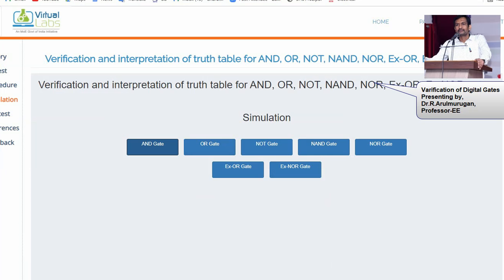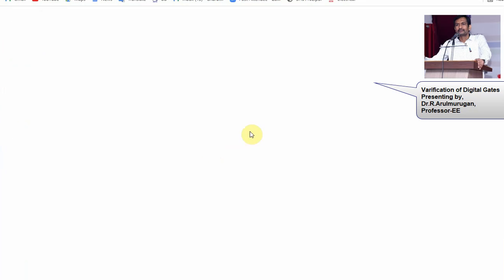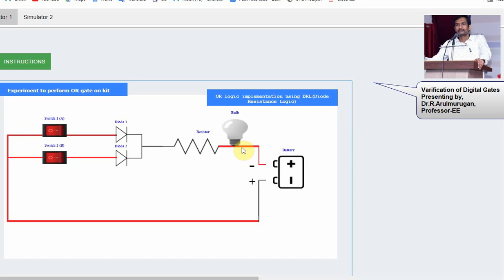So let's move to another gate, that is called the OR gate. See there. One switch and then the second switch. And here is a diode. The output is connected here. It closes the path.